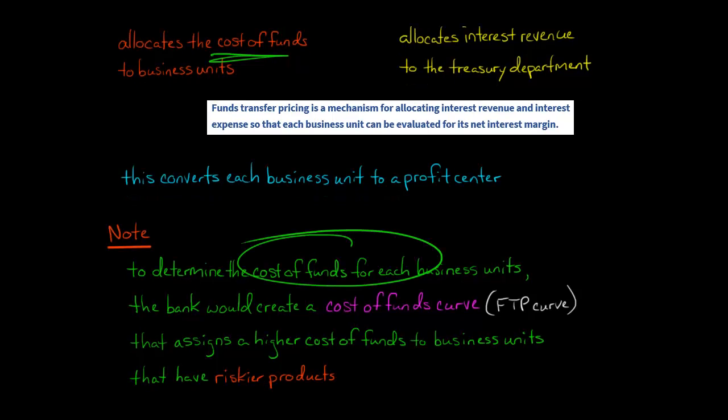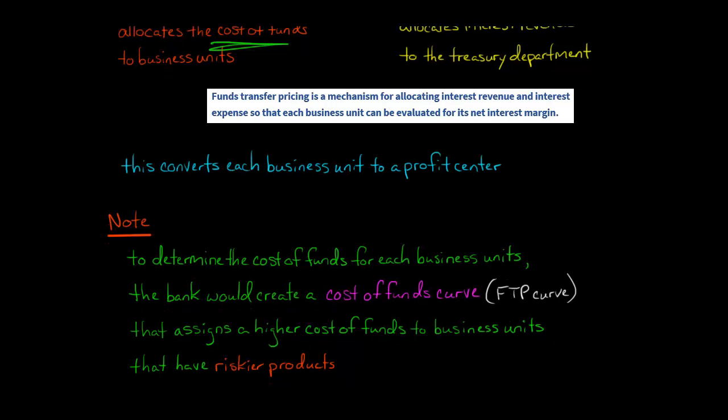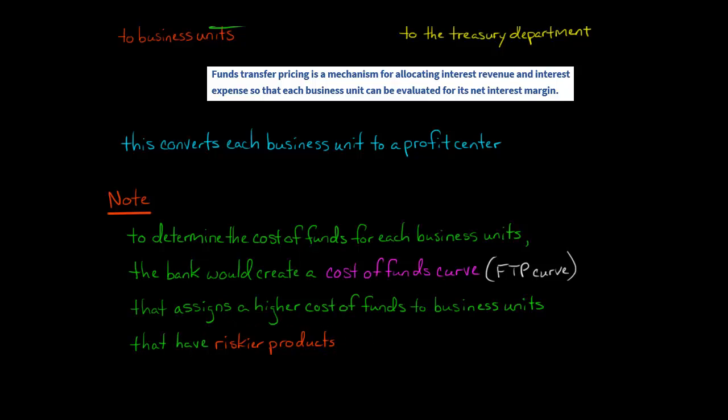To determine the cost of funds for each business unit, it's really complicated. But what happens in short is the bank creates this thing called a cost of funds curve, or a funds transfer pricing FTP curve. And what it does is it assigns a higher cost of funds to business units that happen to have riskier products. So for example, let's say we have a bank and the business unit with the riskiest product happens to be the credit card business unit. Then the credit card business unit would be assigned a higher cost of funds than the other business units when it's time to allocate some of that interest expense that's generated by the liability side of the balance sheet to each of the business units.